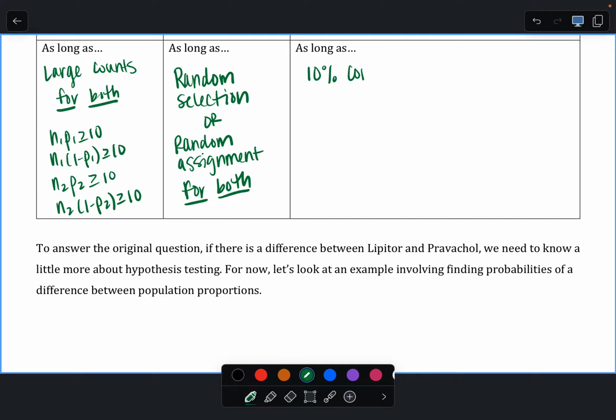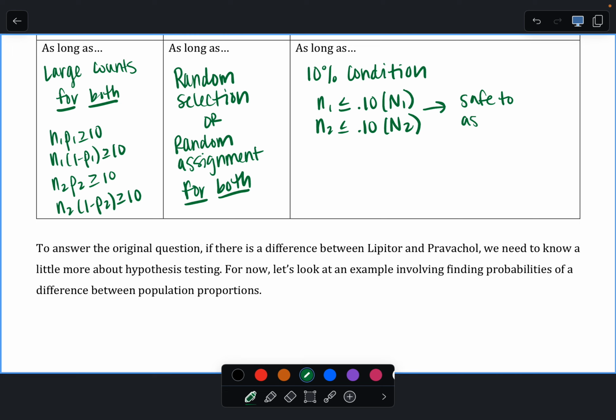Now, for the last condition, again, exactly the same thing we did for one population. That's the 10% condition. That's when we check if our sample sizes are less than 10% of the population. And we do it for both. A lot of the time you're going to say that this is safe to assume, just like we did when we had one population. Usually, the only time that these fail is if it's a multiple choice question and you're solely being asked to look at the conditions. But for the most part, FRQs, they're going to pass.